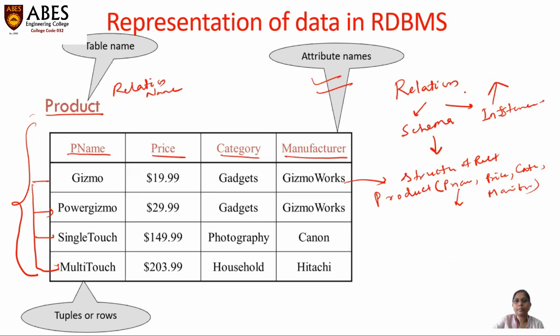Instance means what? The collection of records being stored in an instance of time. So this particular time, suppose these are the set of values stored in this table. This represents what? Instance of this table product.